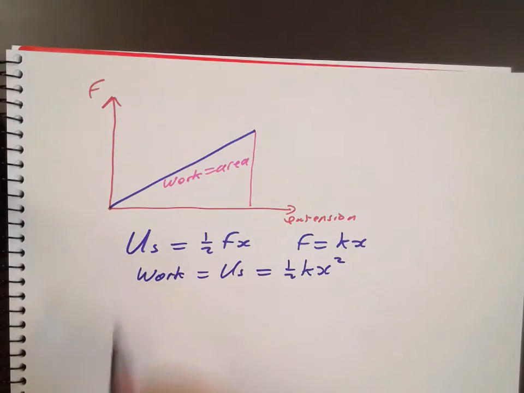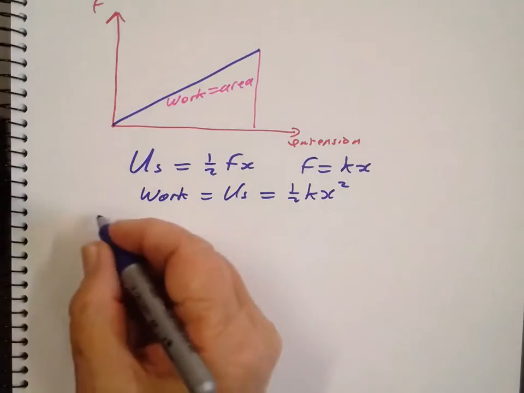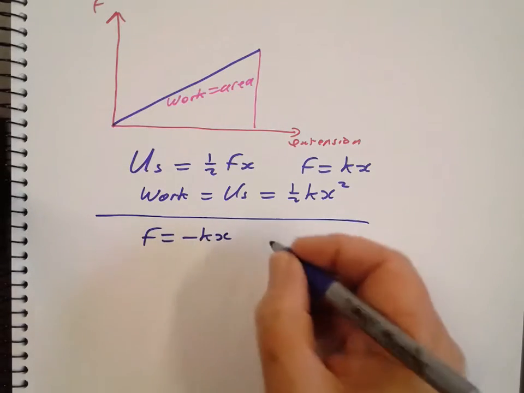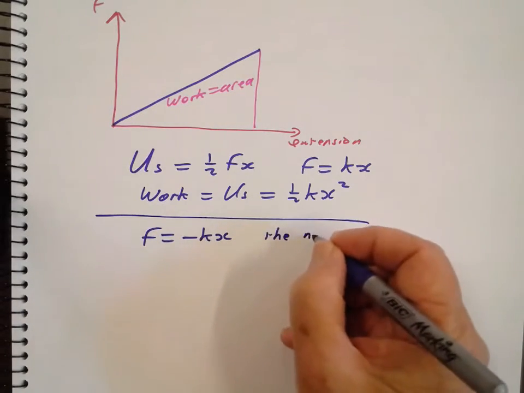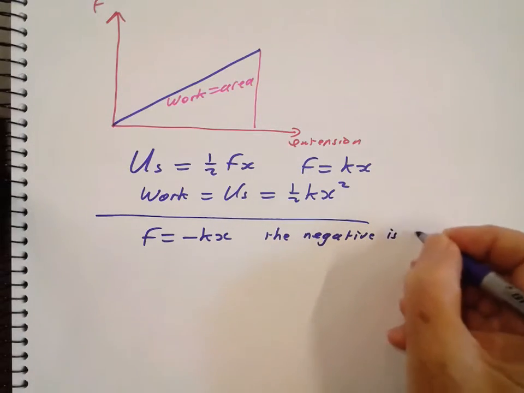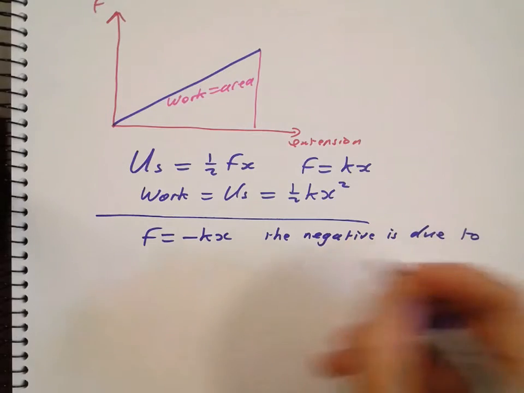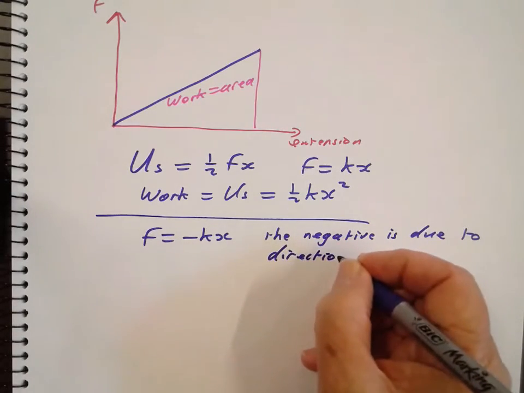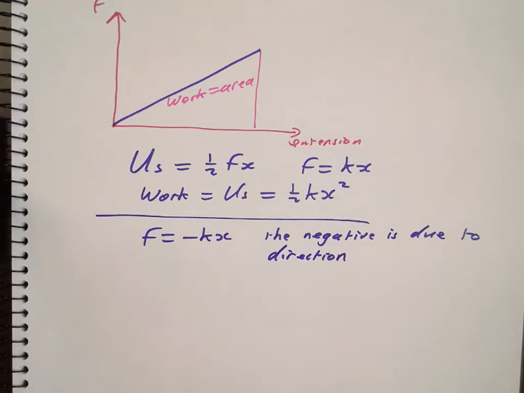In that original equation of F equals minus kx, the negative is due to direction. Nothing to do with a linear relationship, nothing to do with negative gradients, it's only to do with direction, nothing to do with the mathematics at all.